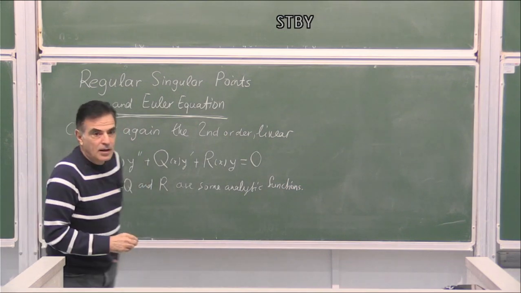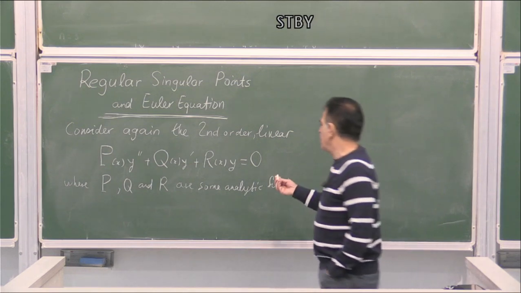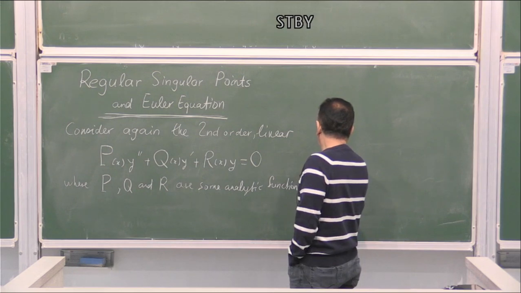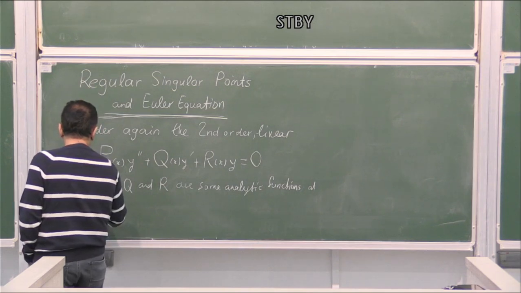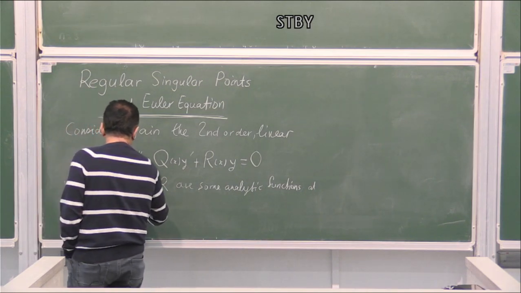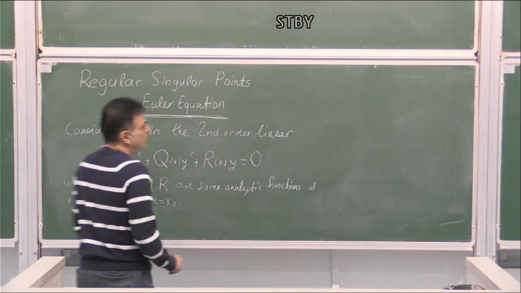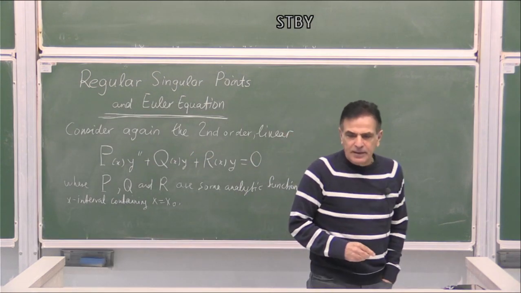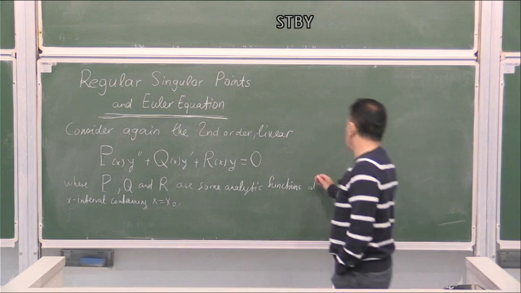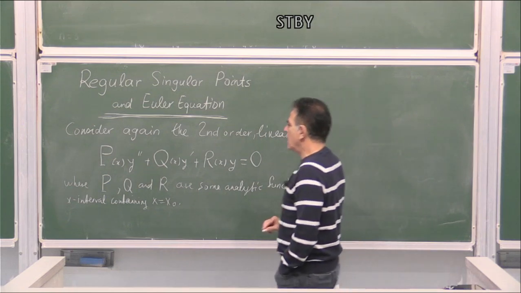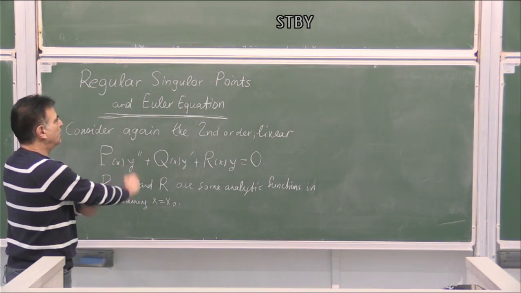Good. Which are analytic at x interval containing x equal to x0. Good. Now, clearly, P, Q, and R are some analytic functions in an x interval, let's write that, containing x equal to x0.